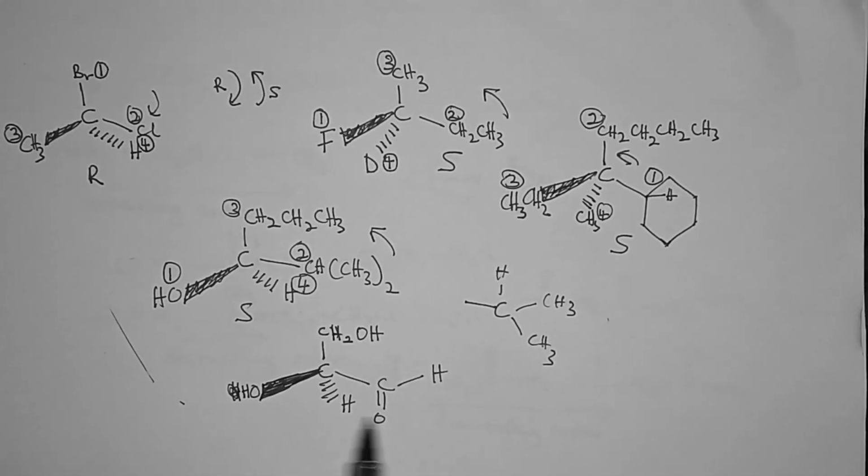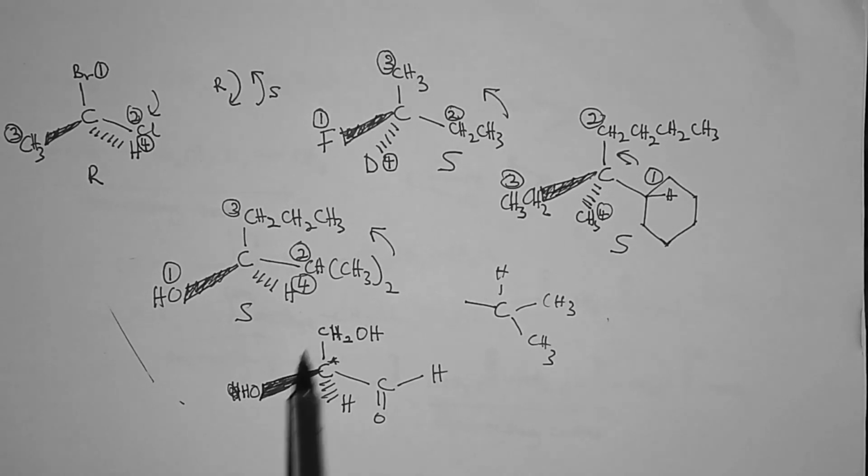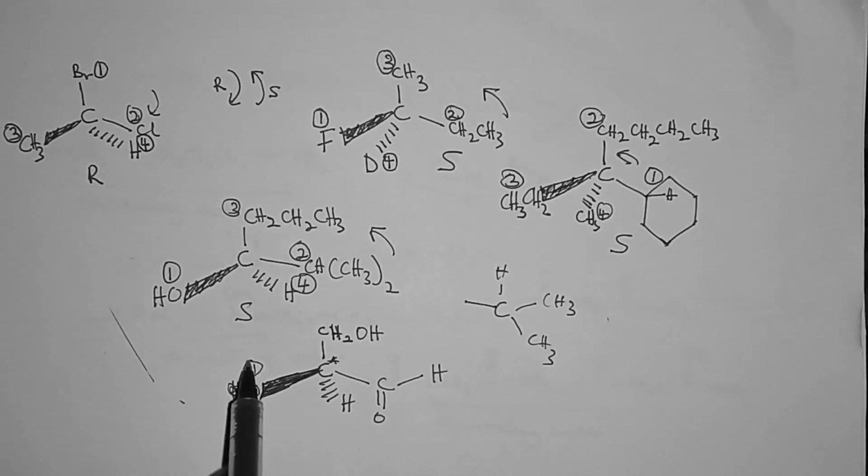Now, what is the configuration over here? You see that if you look here, the only chiral center is this carbon, because this is a carbon doubly bonded to an oxygen. So this is not a chiral center. Now, this carbon is bonded to an OH group. We'll give precedence to the OH group. So the OH group becomes number 1. Then this is bonded to a carbon.